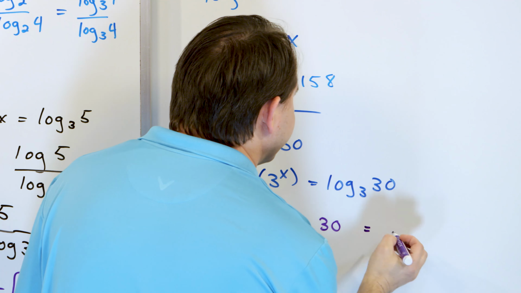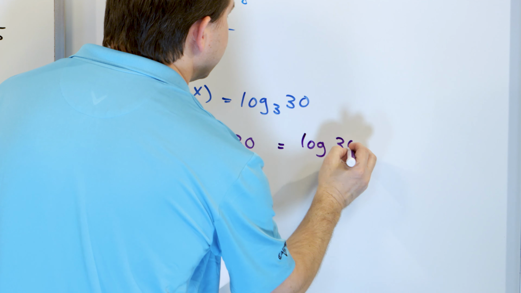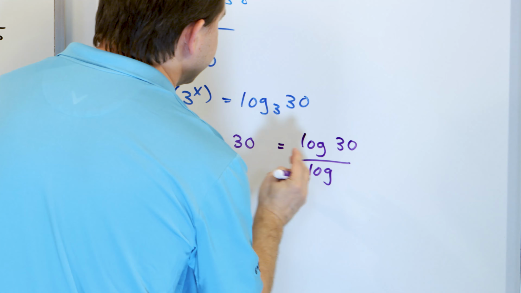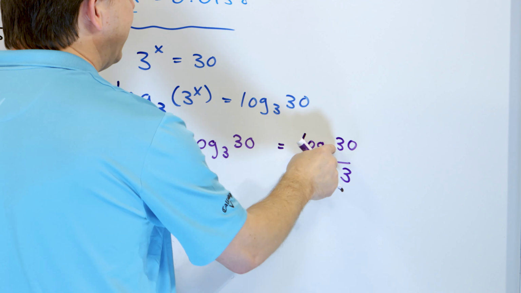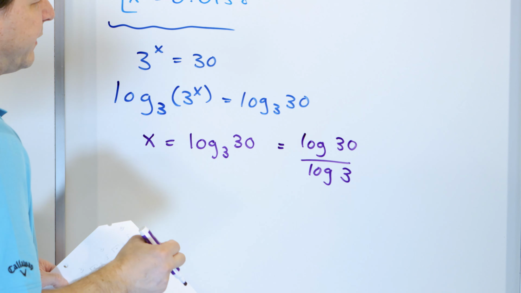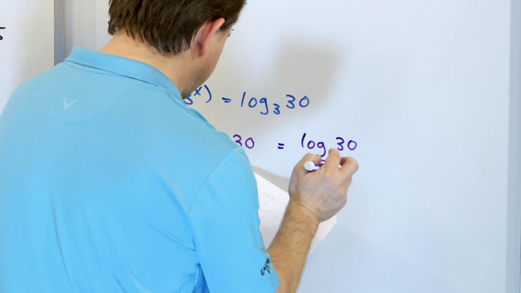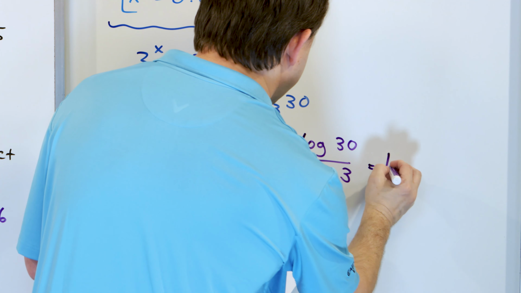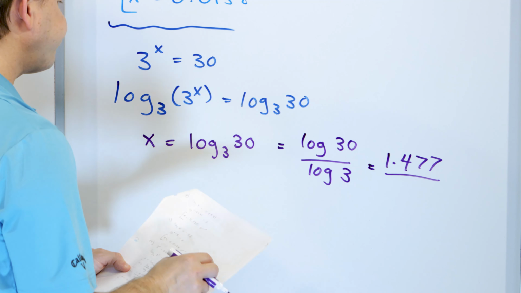So what you'll get is you'll say, well, this is the base 10 log of 30, divided by the base 10 logarithm of the base, 3. Again, I can use any base I want here. I can use base 7, base 10, base 14, base 20. It doesn't matter, but base 10 is the only one I'm going to use because that's the button on my calculator. So the base 10 log of 30 comes out to be 1.477. This is rounded.